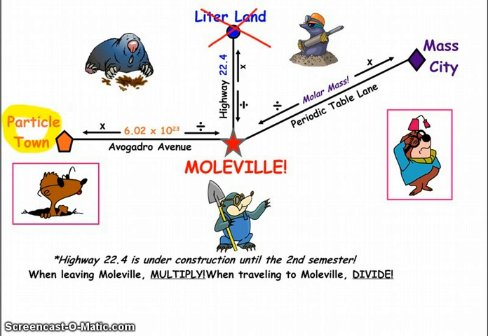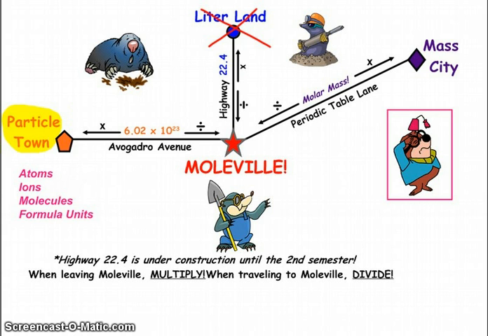Particle Town over here, when we're doing problems that have these buzzwords, atoms, ions, molecules, or formula units, then you know that you're talking about the number of particles. And that is when we're going to be using Avogadro Avenue, Avogadro's number. Okay, and that is right there for you, 6.02 times 10 to the 23rd.